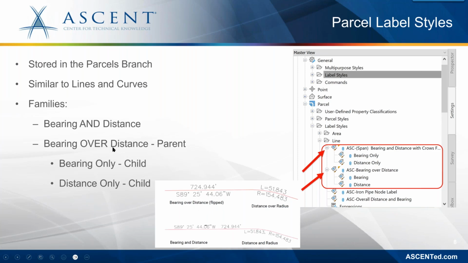And you see that bearing over distance is the parent. And then we have a bearing only, which is a child, and a distance only, which is a child. And we can select any label, and in the properties of the label, we can change the different styles. And I'll be demonstrating this as well.